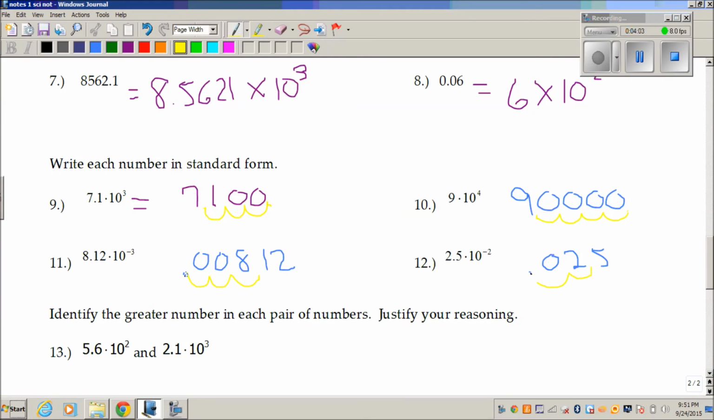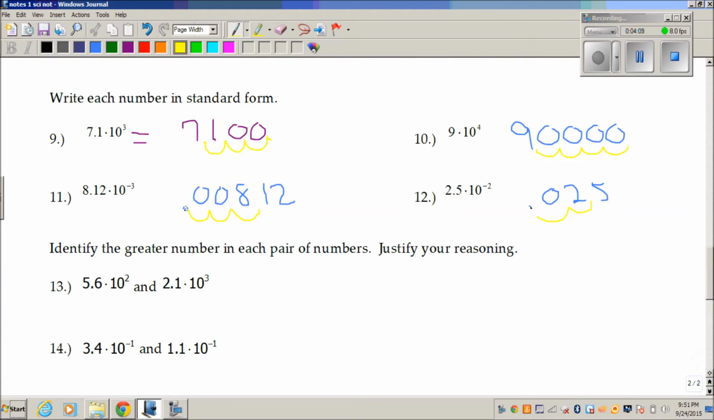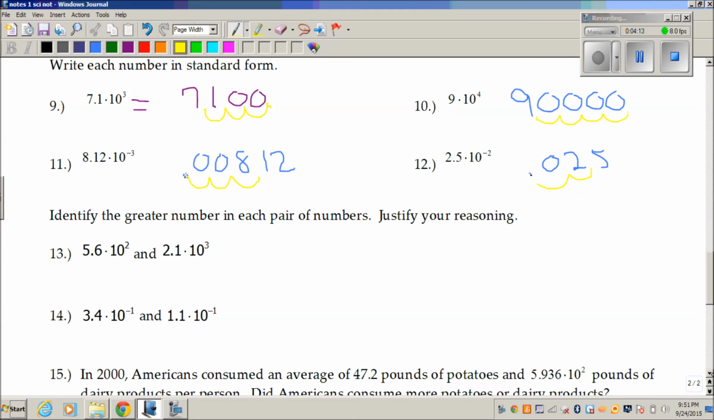Okay? So now the next exercises have to do with comparing 2 numbers to see which one is bigger. So the first says, identify the greater number in each pair, justify your reasoning. So here we have 5.6 times 10 to the second and 2.1 times 10 to the third. So take a moment to think about which one would be bigger.